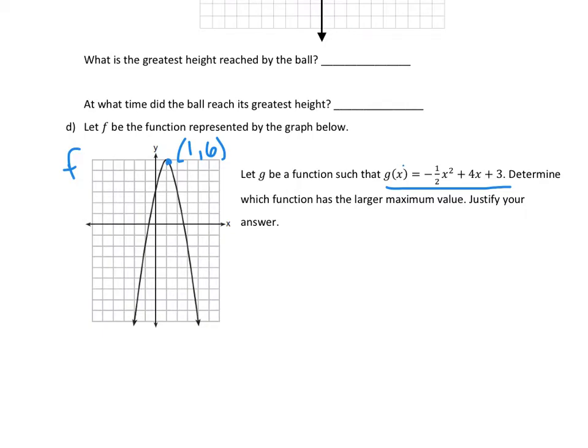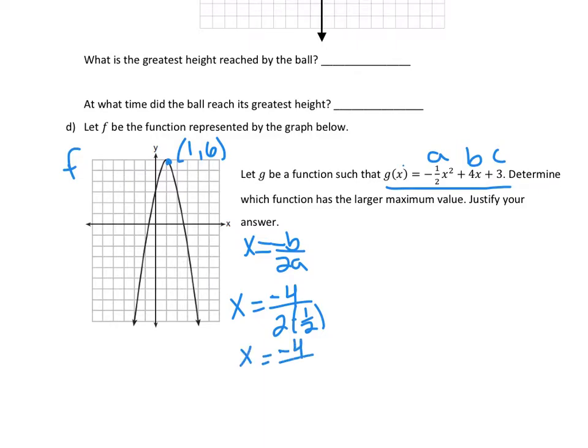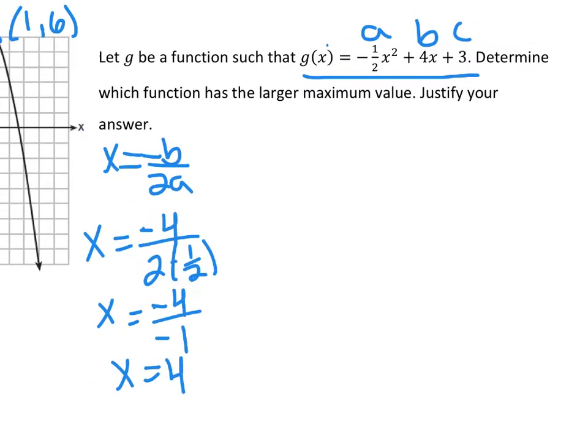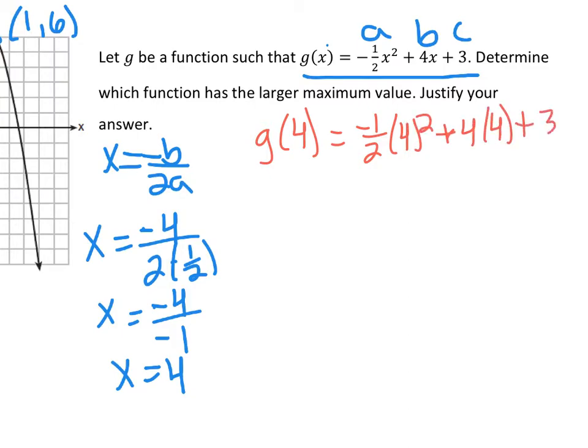To find the maximum for our function g, we have to go through and find the axis of symmetry and then the vertex. So x equals negative b over 2a. We have a, b, and c. X equals negative 4 over 2 times negative 1/2, which is negative 4 over negative 1, which is 4. Now plug in 4 into the original equation here. So g of 4 is negative 1/2 times 4 squared plus 4 times 4 plus 3.